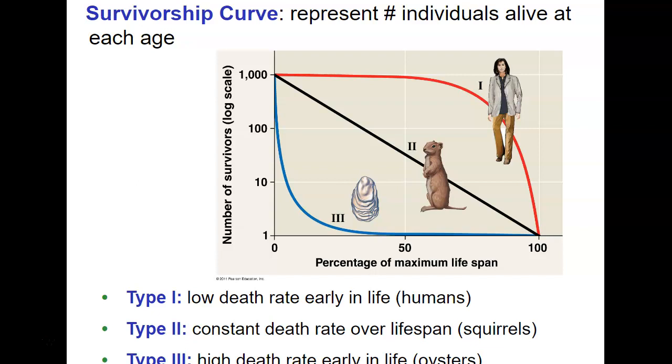Type 3 is an example of oysters, where very, very early on, almost all of them die. Whether it be, again, predation or just general survivorship, a ton of them are dead very early on in life, and those that survive past that early dip will survive quite a long time. So depending on the type of organism it is, it has a different survivorship curve.